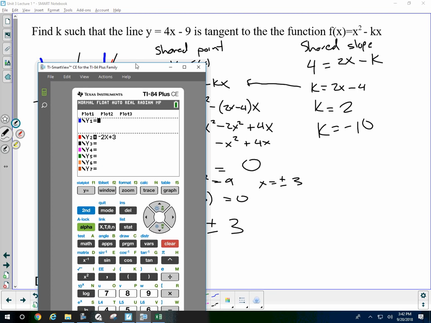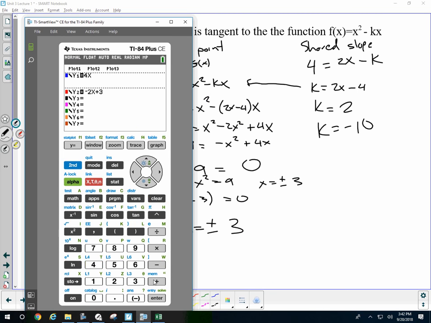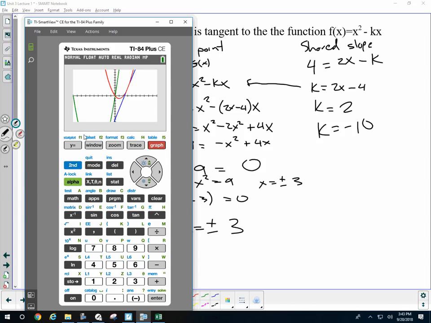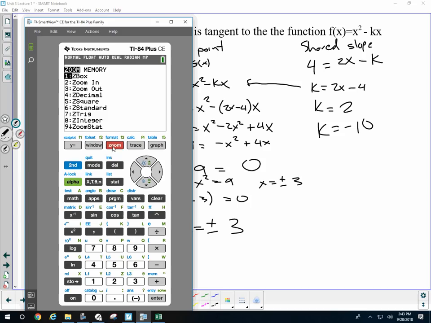y equals 4x minus 9. y equals x squared minus 2x. And y equals, I'm going to go green, x squared plus 10x. Graph. Yes? Yeah? Looks like it. Zoom out.